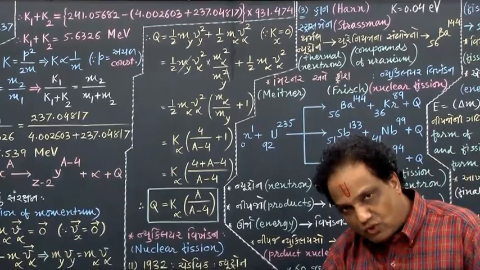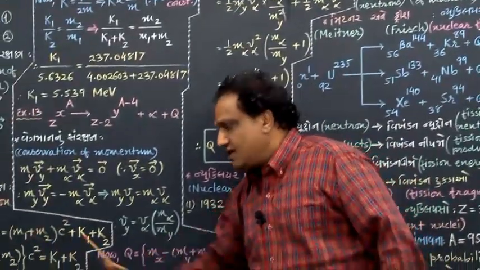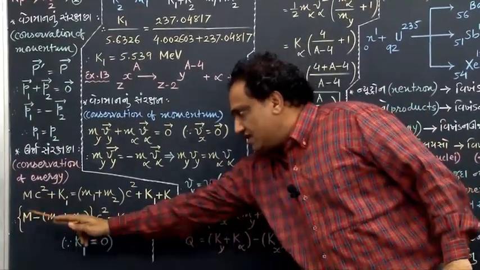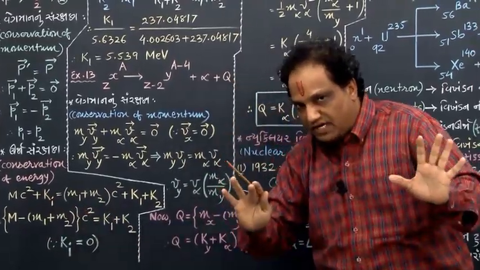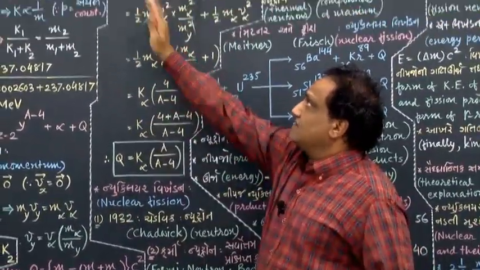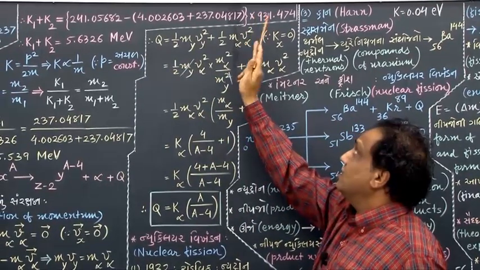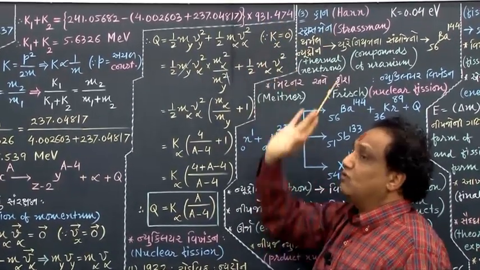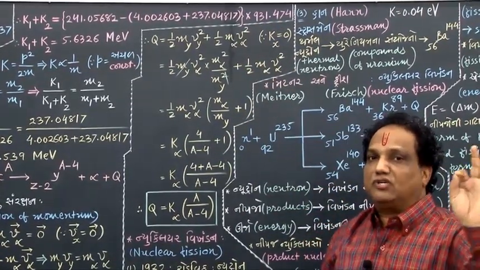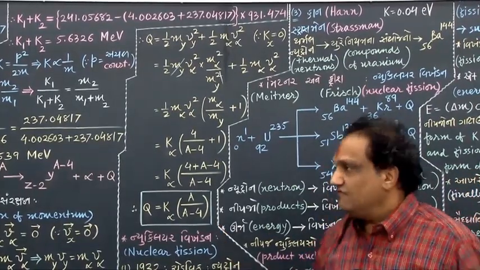And so what we should do? We should not write the value of c. We should simply find out this difference in mass in atomic mass unit, and directly that difference in mass should be multiplied with 931.474 million electron volt. Simple? Fine.